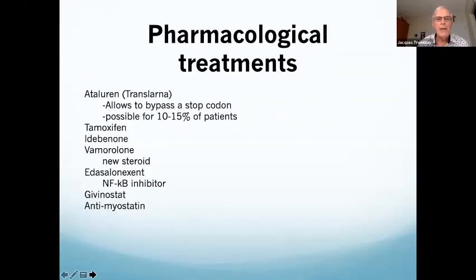So there are different pharmacological approaches that are being investigated to help treat Duchenne muscular dystrophy. One of them is Ataluren. It's a drug that permits bypassing a stop codon. And it's a possible treatment for 10 to 15% of the patients. These are the patients that have a single nucleotide mutation.